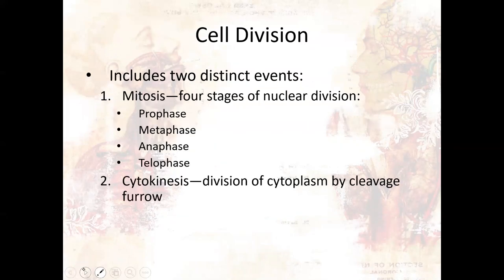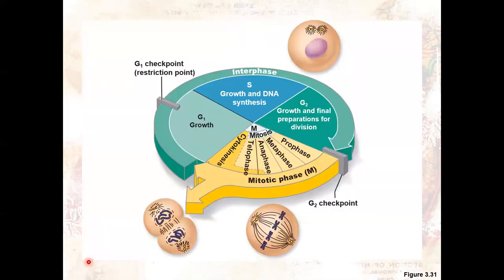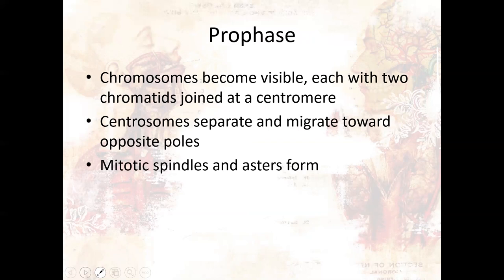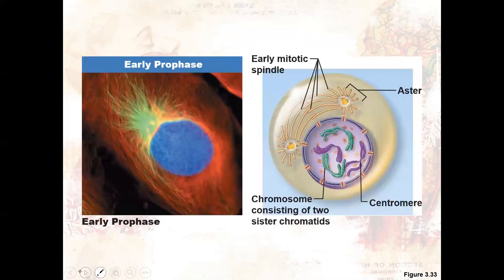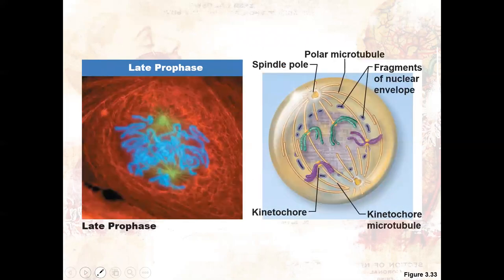So, cell division: mitosis, cytokinesis, four phases of mitosis. Again, I don't care that you remember these phases. Prophase, here's what prophase looks like. Got chromosomes, the nucleus falls apart, these little microtubules attach.